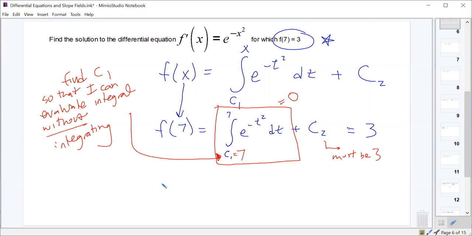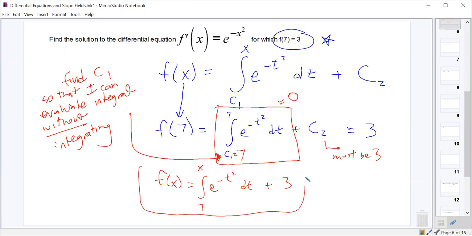So effectively what we're doing here is we're saying that f of x needs to equal the integral from 7 to x of e to the negative t squared dt plus 3. And that is a good solution to this differential equation since we can't actually find the integral of that function. Does that make sense or no?